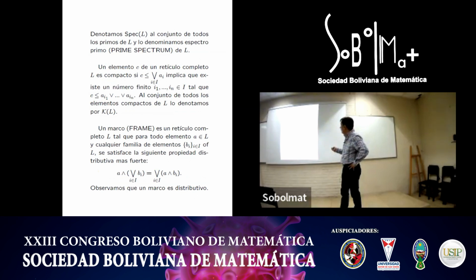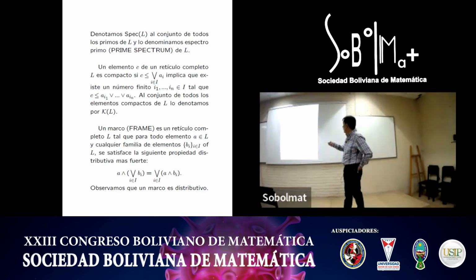Now, from this point on, loosely speaking, it's like mimicking, translating some topological concepts into lattice concepts. For example, what is a compact element? We know that in topology, a compact set is something for which, when we have an arbitrary open cover, we have a finite subcover. But in lattice theory, we define it this way.